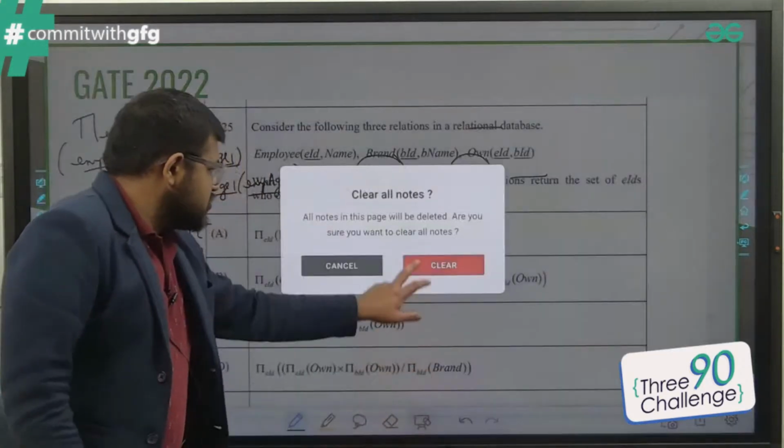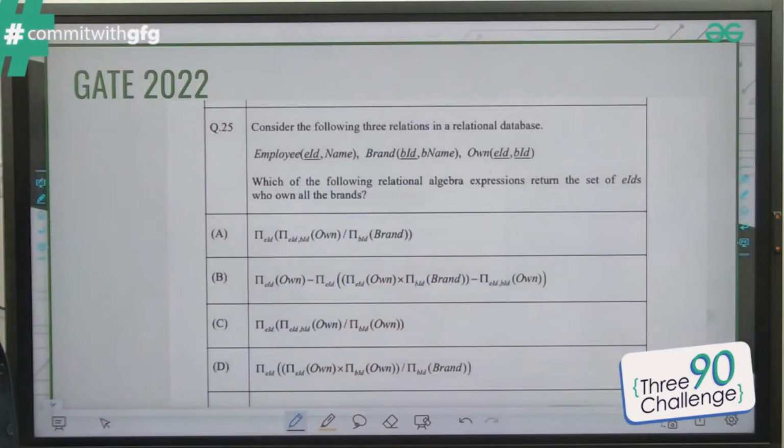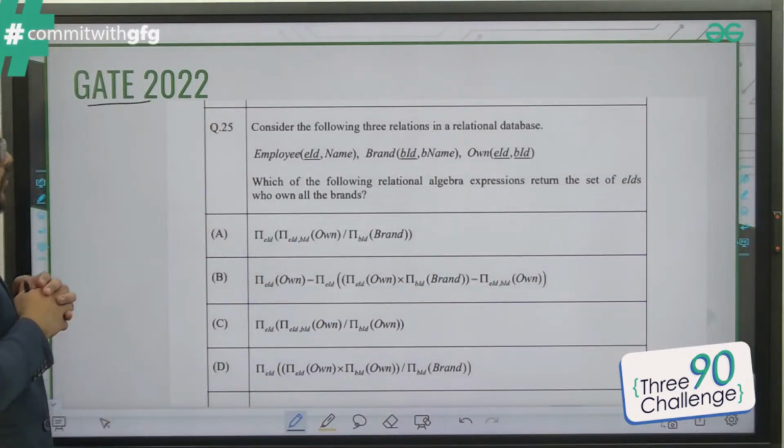Let's look at the next question. This is also an interesting question asked in GATE 2022. Consider the following three relations in a relational database: employee, employee ID and name; brand, brand ID and brand name; and own, employee ID and brand ID. Which of the following relational algebra expressions returns the set of employee IDs who own all the brands?